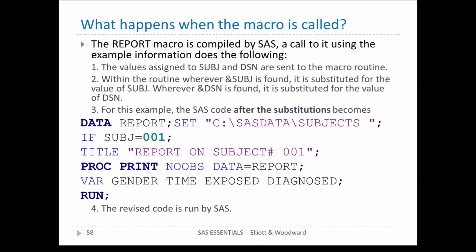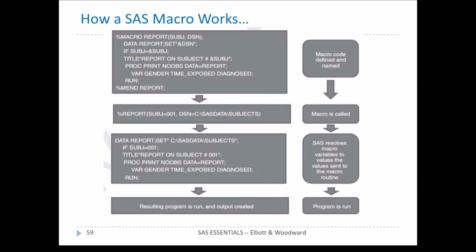So for this example, the SAS code after the substitution becomes as follows. So you see we have data report set, and then there within the quotes was dsn, and we see now it's C:\SAS data subject. And we have if subj is 001. So again, we see the substitution that was made in there, and also in the title 001. So we see how that substitution will be made. Again, it's sort of like a copy and replace within a program. Okay, and then once SAS replaces the values with substitution, then it runs the code.